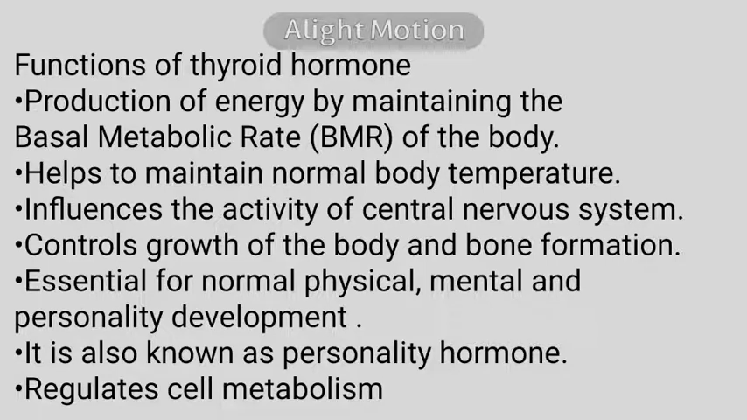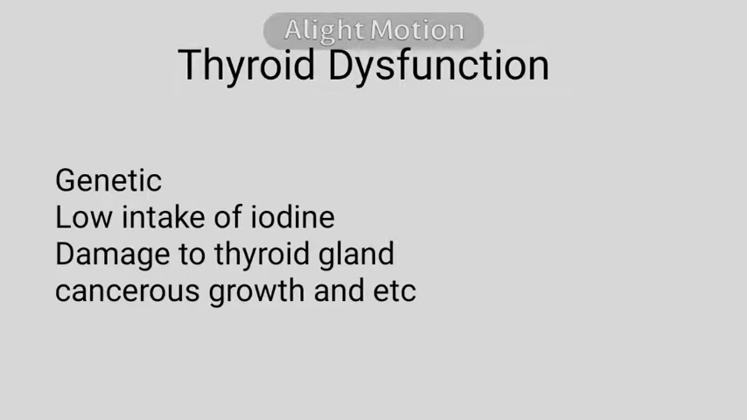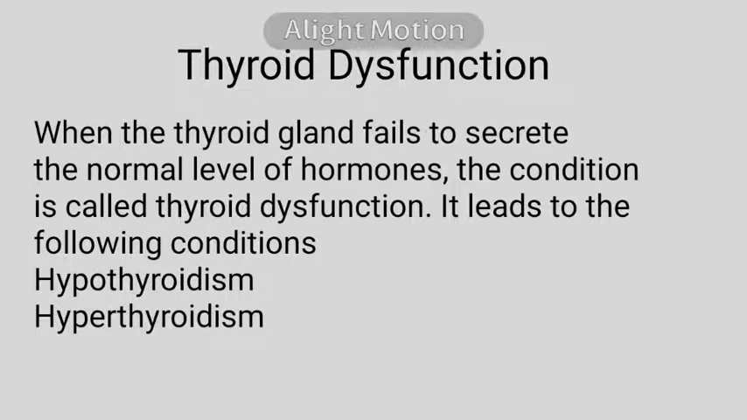It is recommended that a minimum of 150 micrograms of iodine must be present in our diet so that our thyroid gland works ideally. Let's see what would happen if the thyroid gland secretes a low or high concentration of thyroxine hormone, maybe due to genetic causes, low intake of iodine, external damage to the thyroid gland or cancerous growth. When the thyroid gland fails to secrete the normal level of hormone, the condition is called thyroid dysfunction. This leads to the following conditions.